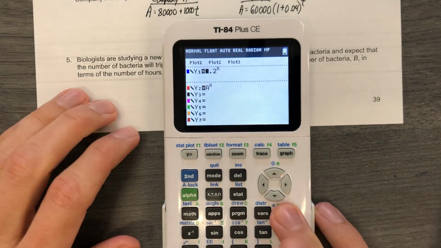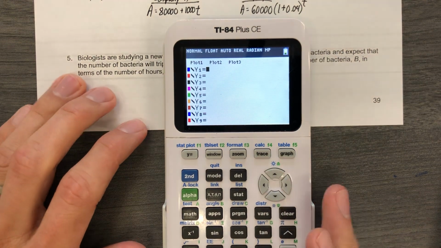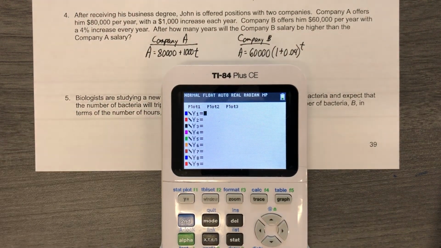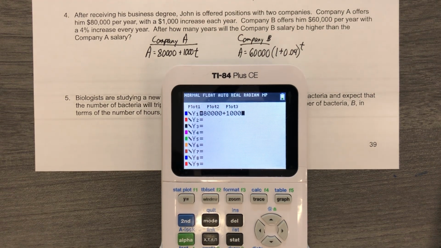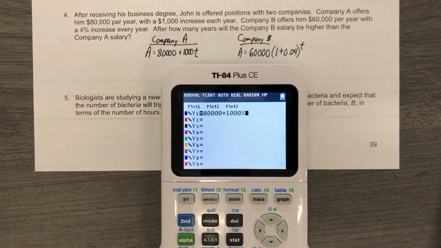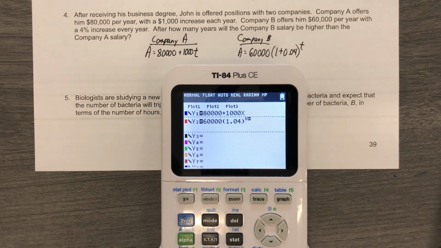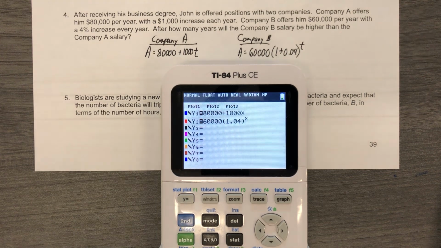So I'm going to press Y equals, and you can follow along on a calculator, or you can type it into Desmos if you like. And you can follow along with something similar. We'll get to the specifics of that in a minute. But 80,000 plus 1,000x, I used T, but that's okay. And that's Company A. Here's Company B, 60,000. And then 1 plus 0.04, so 1.04. And we're going to raise that to the x variable.